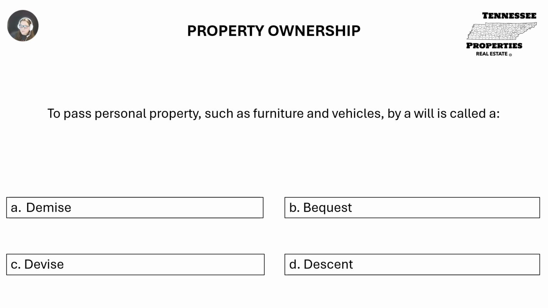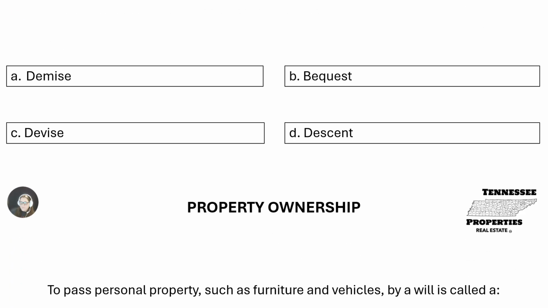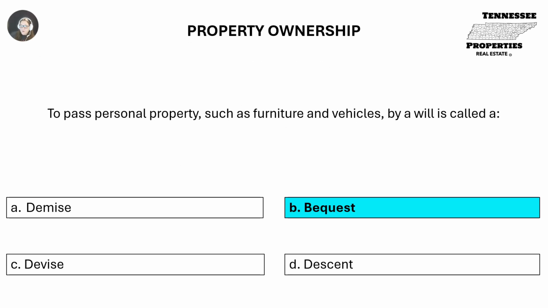To pass personal property, such as furniture and vehicles, by a will is called A. Demise, B. Bequest, C. Devise, or D. Descent. B. Bequest.